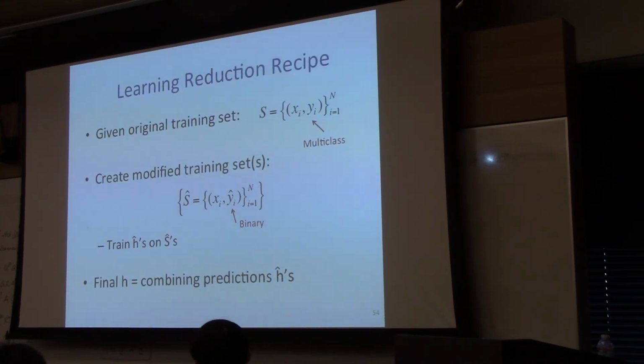So this is the learning reduction recipe. You're given some original training set. So, for example, Y could be multi-class, or X and Y could be sequences, or images. You create a modified training set, or a set of modified training sets. In the multi-class to binary reduction, the Y labels are binary. You train models that you know how to train well, and that are theoretically well justified on these modified training sets. And then your final predictor is some way of combining these that can hopefully preserve whatever learning theoretic guarantees you have from these H primes.